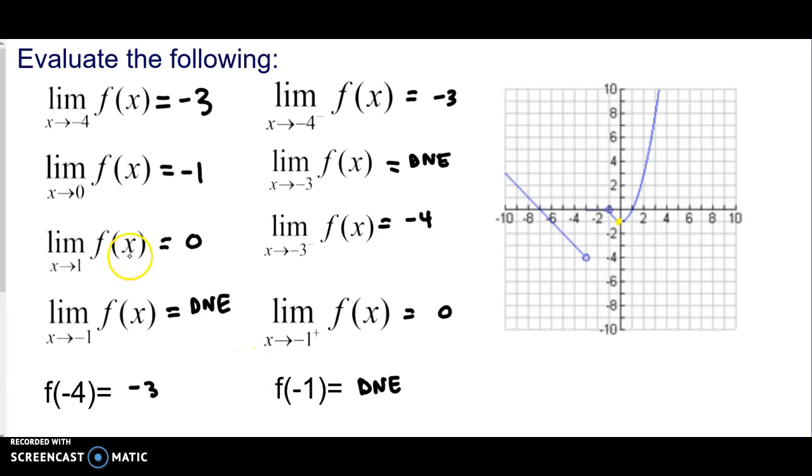Next one. At 1, same idea here. It approaches the same value, which is 0. Now at -3, coming from the left, that approaches -4. The limit as x approaches -1, well, look at your left and your right-hand side. They don't approach the same thing, so that does not exist. The limit as x approaches -1 coming from the right-hand side, it's approaching 0. And then the value at -4 is -3, that's defined. But the value at -1 is not defined. That's an open circle, so it does not exist.